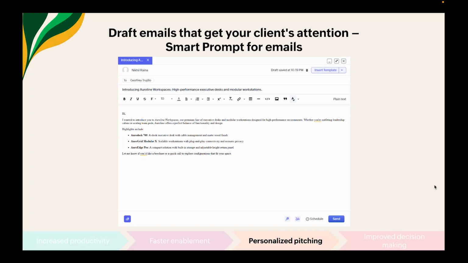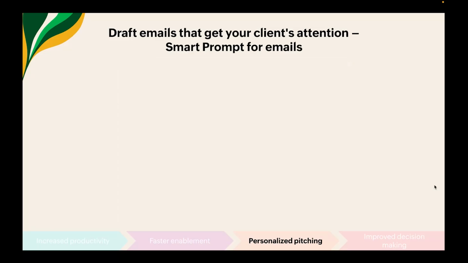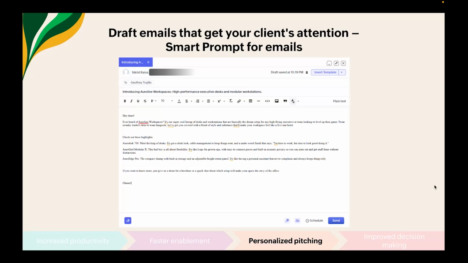So Smart Prompt for emails helps you write or rewrite your emails with more clarity. In this case, you can see that I just have this boring ready-made boilerplate message about my products. But when I've interacted with this prospect previously, I could see that he had a sort of sense of humor. So I just ask Smart Prompt to redraft this in a more interesting way, and I get this as the result, right? You can see that the whole email's tone has changed, making it much more interesting to read and likely to get a reaction from my customer.